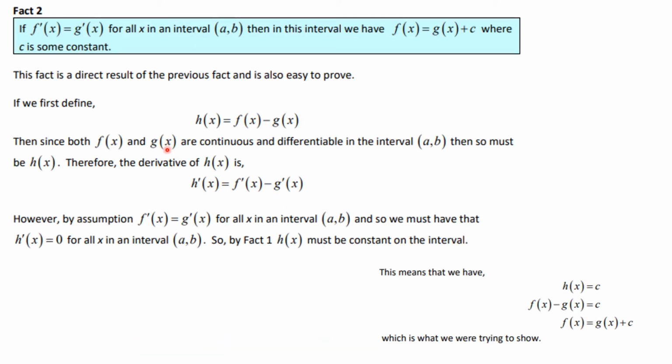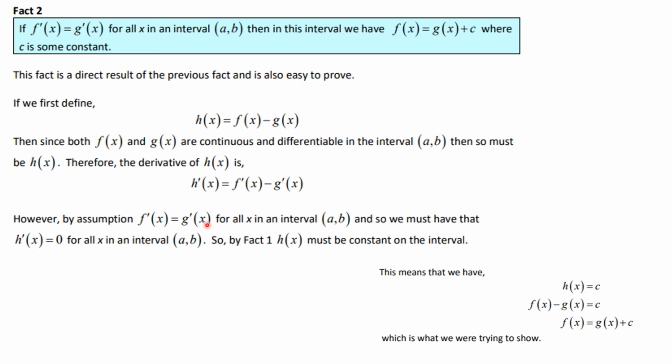There's a follow-on fact too. If f prime of x is equal to g prime of x for all x in an interval ab, then in this interval we have f of x is equal to g of x plus a constant, where that's some constant. Well, this is easy to prove because we consider h of x equal f of x minus g of x. Since both f of x and g of x are continuous and differentiable, then so must h of x be. Therefore, the derivative is this, and we said that that derivative had to be 0. That means that function had to be a constant.